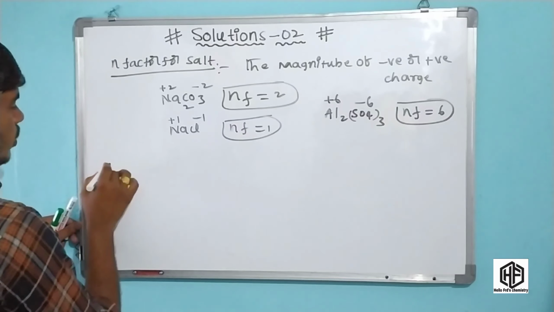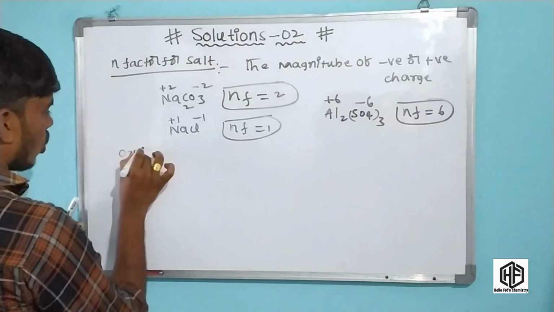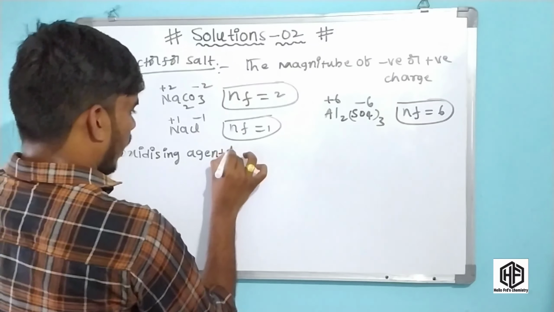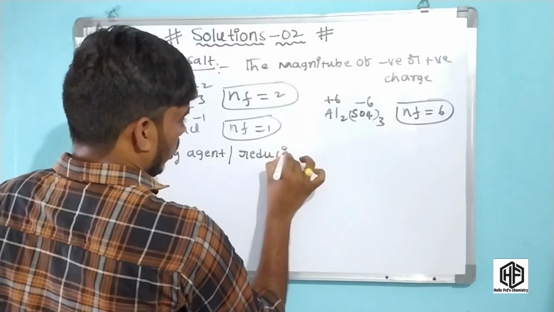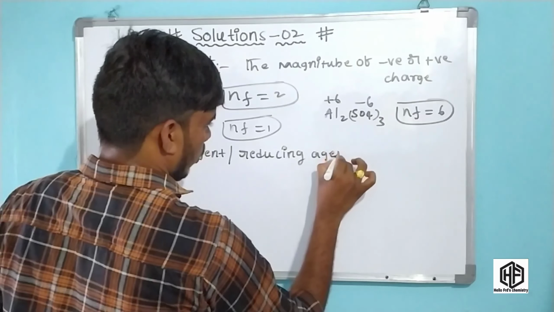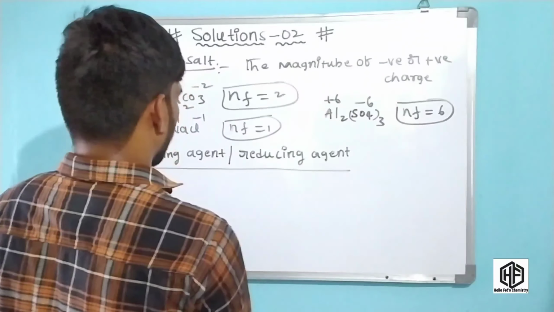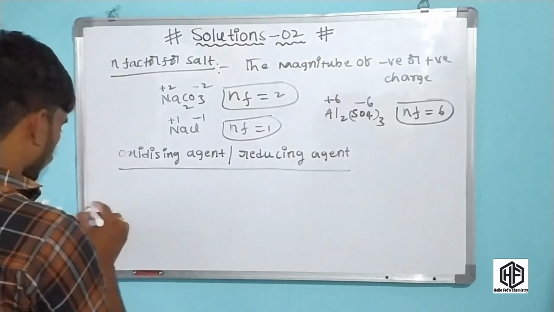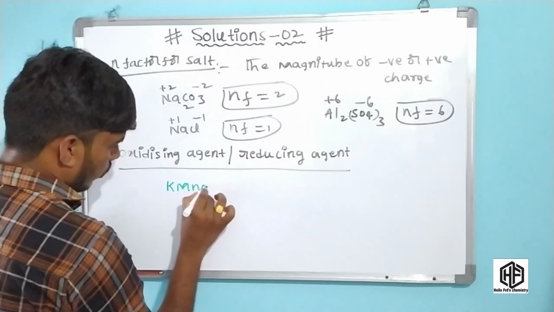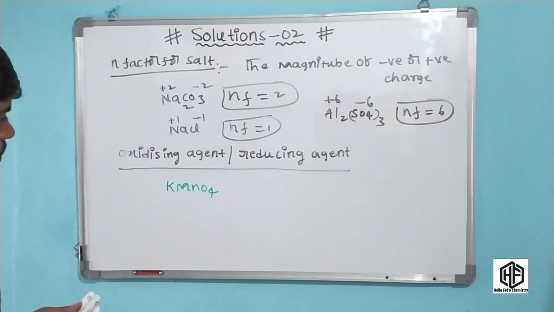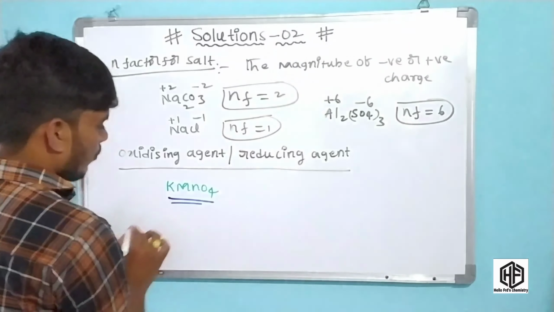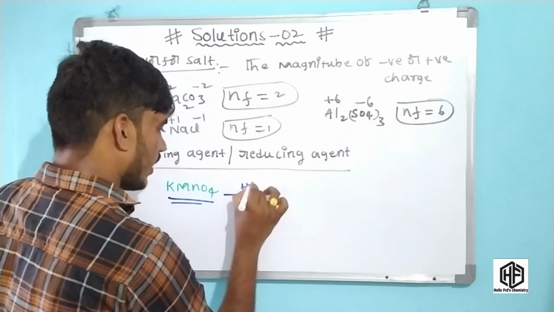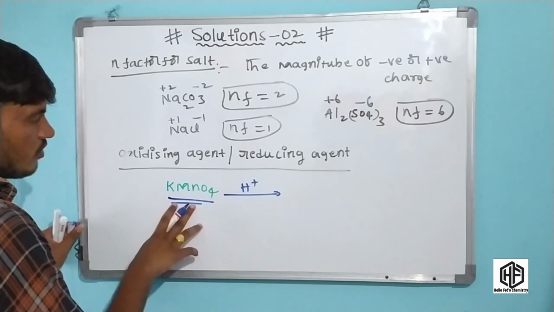For example, in the case of an oxidizing agent and a reducing agent, now calculate the n factor value. Okay friends, for an oxidizing agent and reducing agent, calculate the n factor value. For example, KMnO4. Okay friends, KMnO4 is the oxidizing agent. This is a strong oxidizing agent in the case of acidic medium.